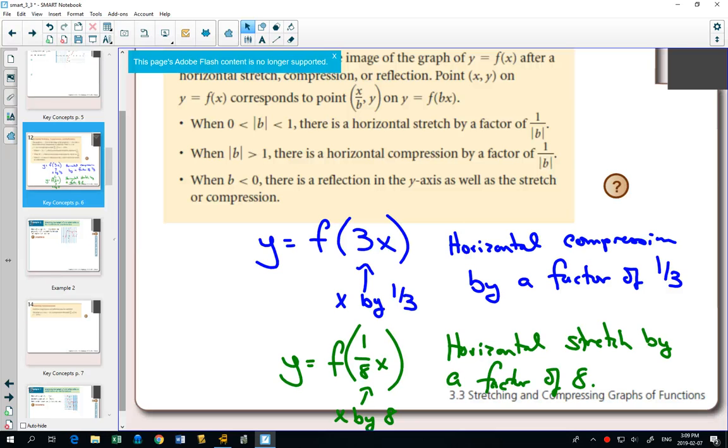So one of the themes that starts to happen with what happens inside of a function is that it's sort of opposite of what you see, right? Plus 3 moved it 3 to the left. 3x multiplies by a third, not by 3. So if we can have that as a pattern, that inside the function acts differently and outside the function acts the way you see it, that can help you remember this.